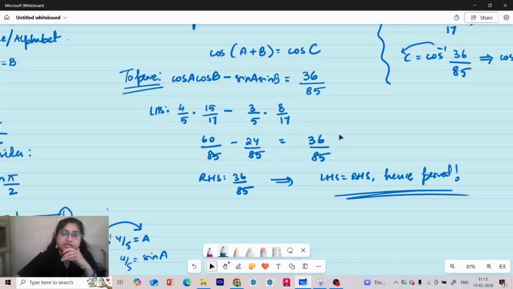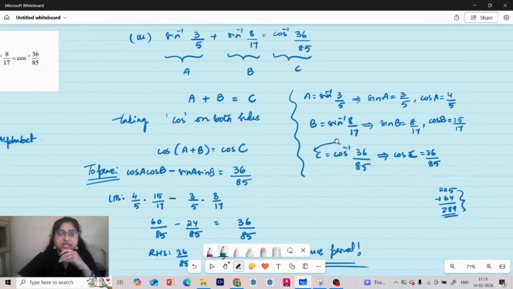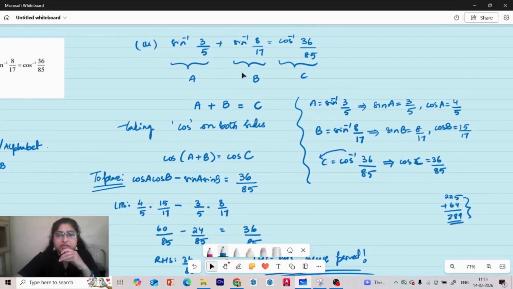Okay, it's pretty easy. Again, same format as I told you, every question has the same format. So every sin inverse term or cos inverse term or any inverse term you will replace with an alphabet A, B and C. Then write the respective values. A is sin inverse 3/5, so you will write sin A as 3/5. If sin A is so and so, what is cos A? B is sin inverse 8/17, so sin B is 8/17 and cos B is 15/17. And then cos C is equal to 36/85.